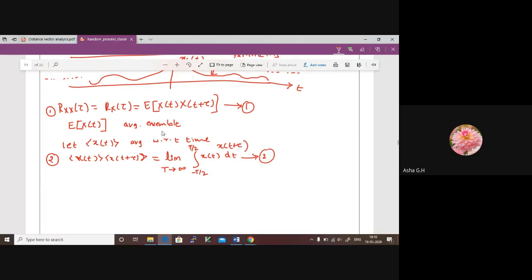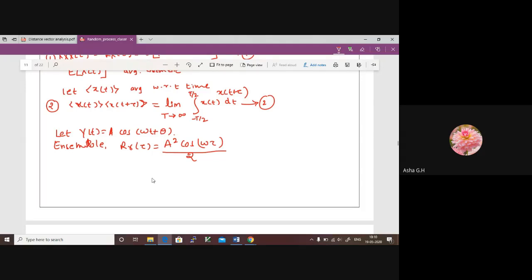Now let us take an example. Consider the same previous example, y is equal to A cos omega t plus theta. This is the random process. Now if I consider the ensemble, we know, as we solved in the previous class, that Rx of tau is equal to A squared cos omega tau divided by 2. This is what we got as the autocorrelation function for the ensemble average.